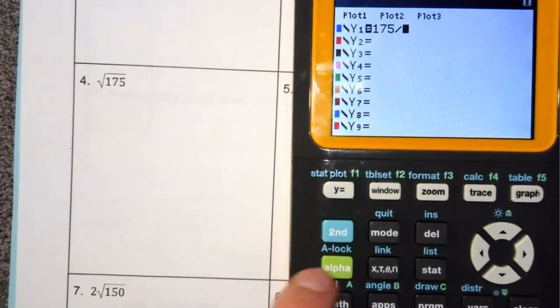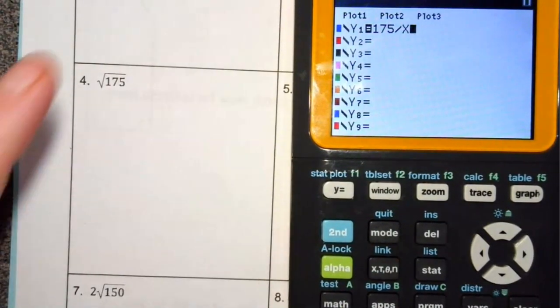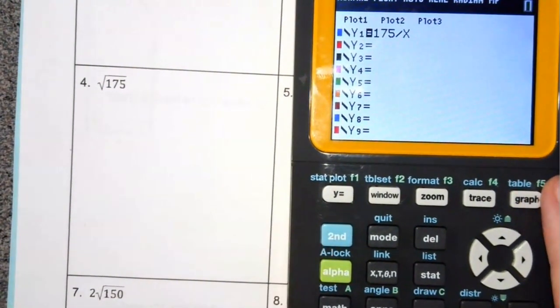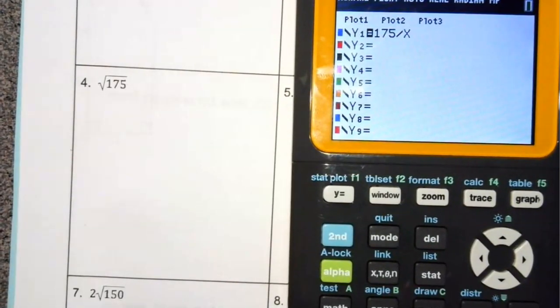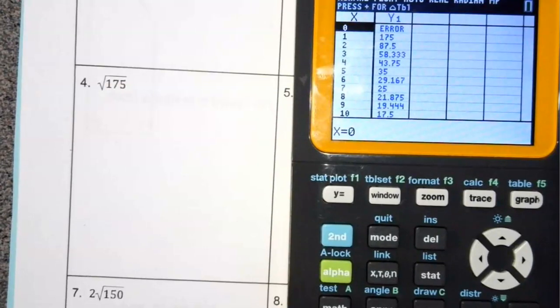All right, what is x? How do you find that? It's next to the green button. There's a little x there. It's right there. So 175 divided by x. And then your next step is going to, everybody have that? I'm going too fast. You're going to click 175 divided by x, and then second graph. You're going to pull up the table.